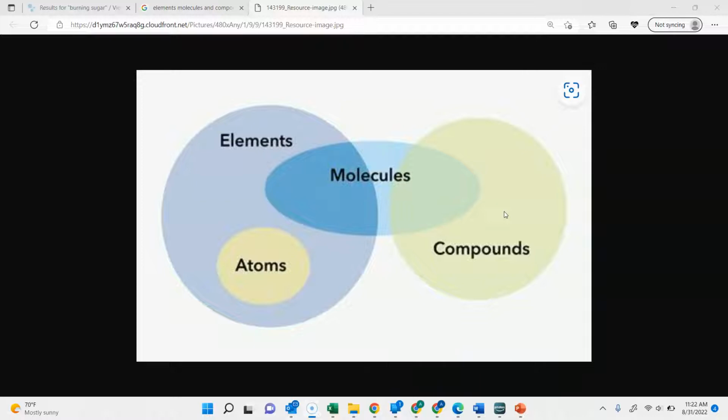So hopefully this helps you see the difference between elements and compounds. Elements are a pure substance that can't be broken into simpler substances. Compounds, on the other hand, can be broken down either into other compounds or atoms.